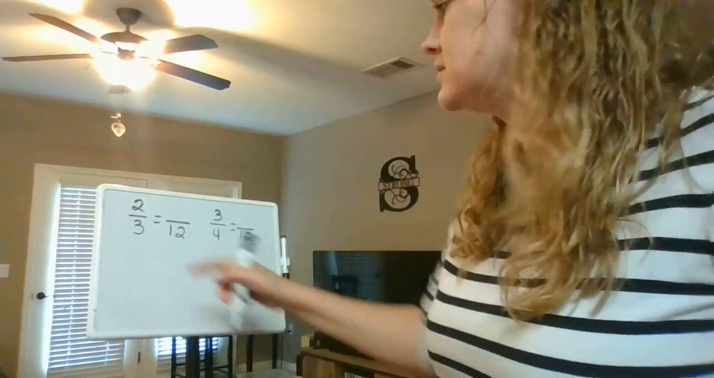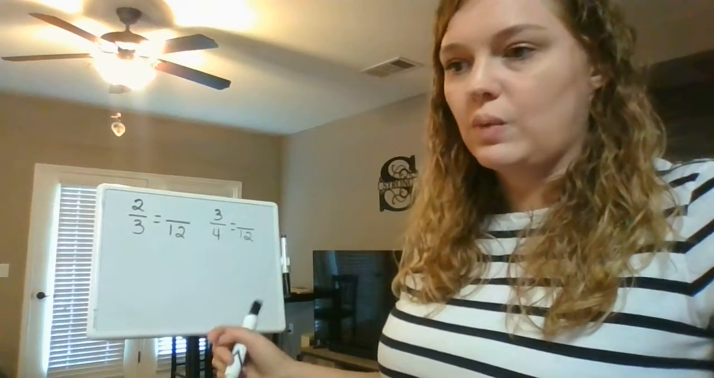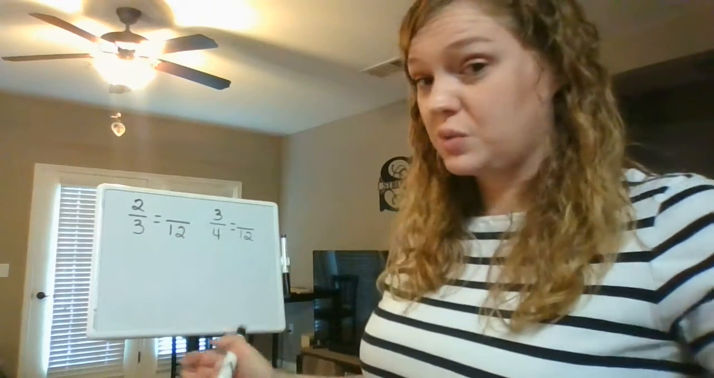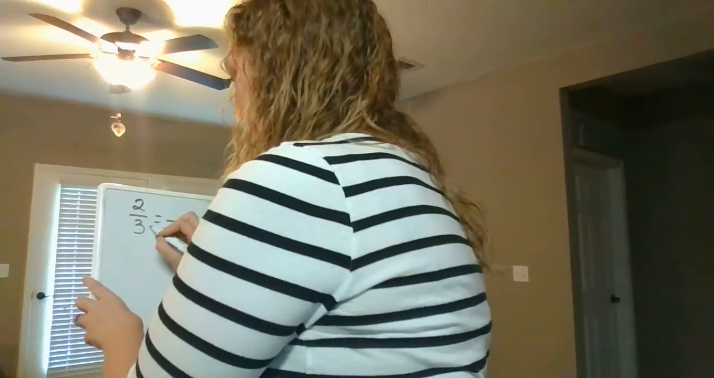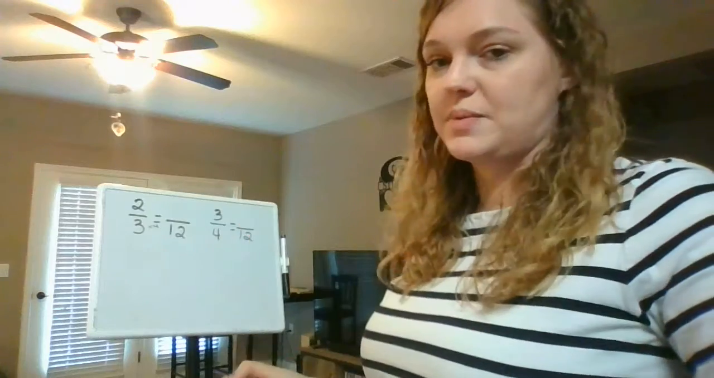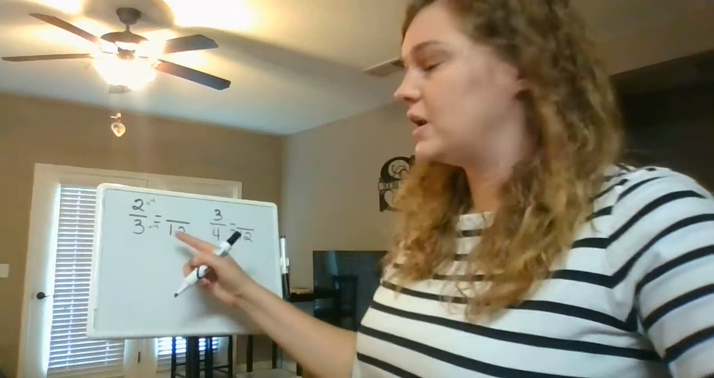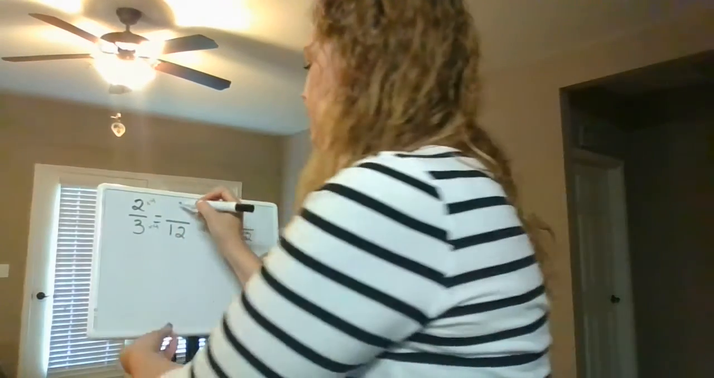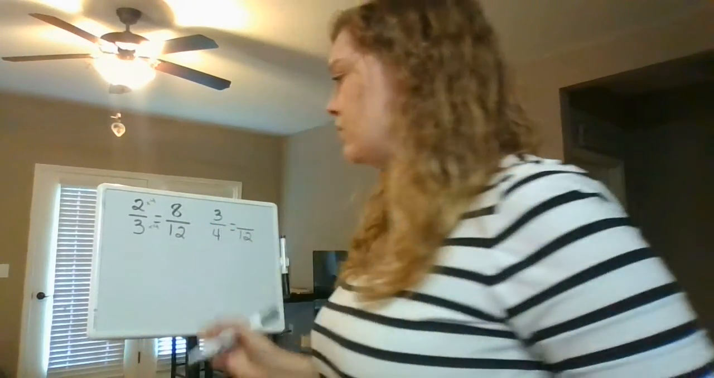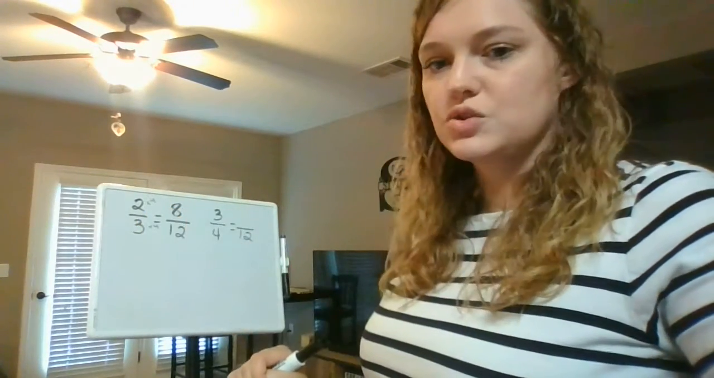So let's think about it. 3 times what equals 12? Well, 3 times 4 equals 12. I can just write that in here to tell me that whatever I do at the bottom, I have to do up at the top as well. So I have to also multiply 2 times 4. I already have the 12 here, so 2 times 4 is 8. So we have 8/12. 2/3 is equal to 8/12.